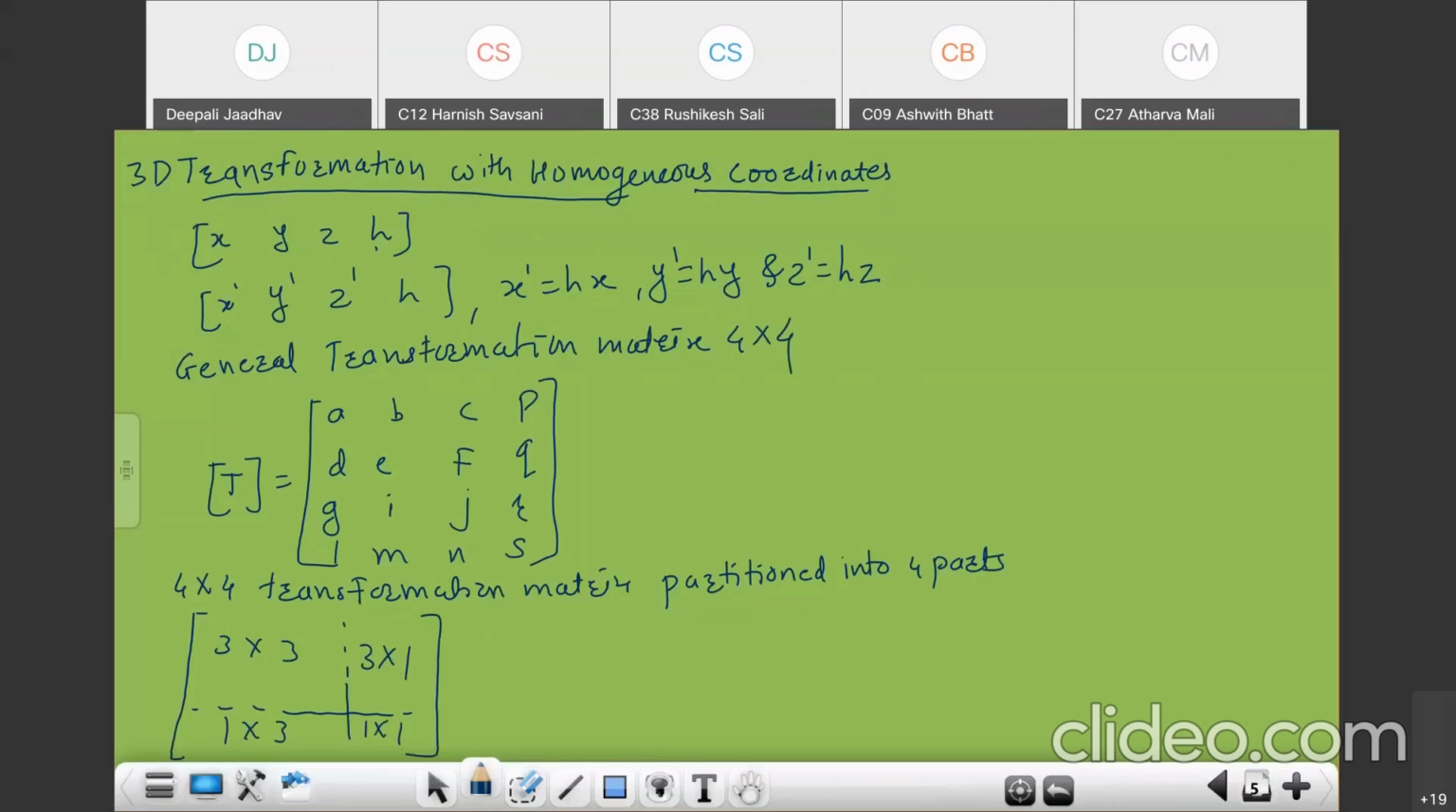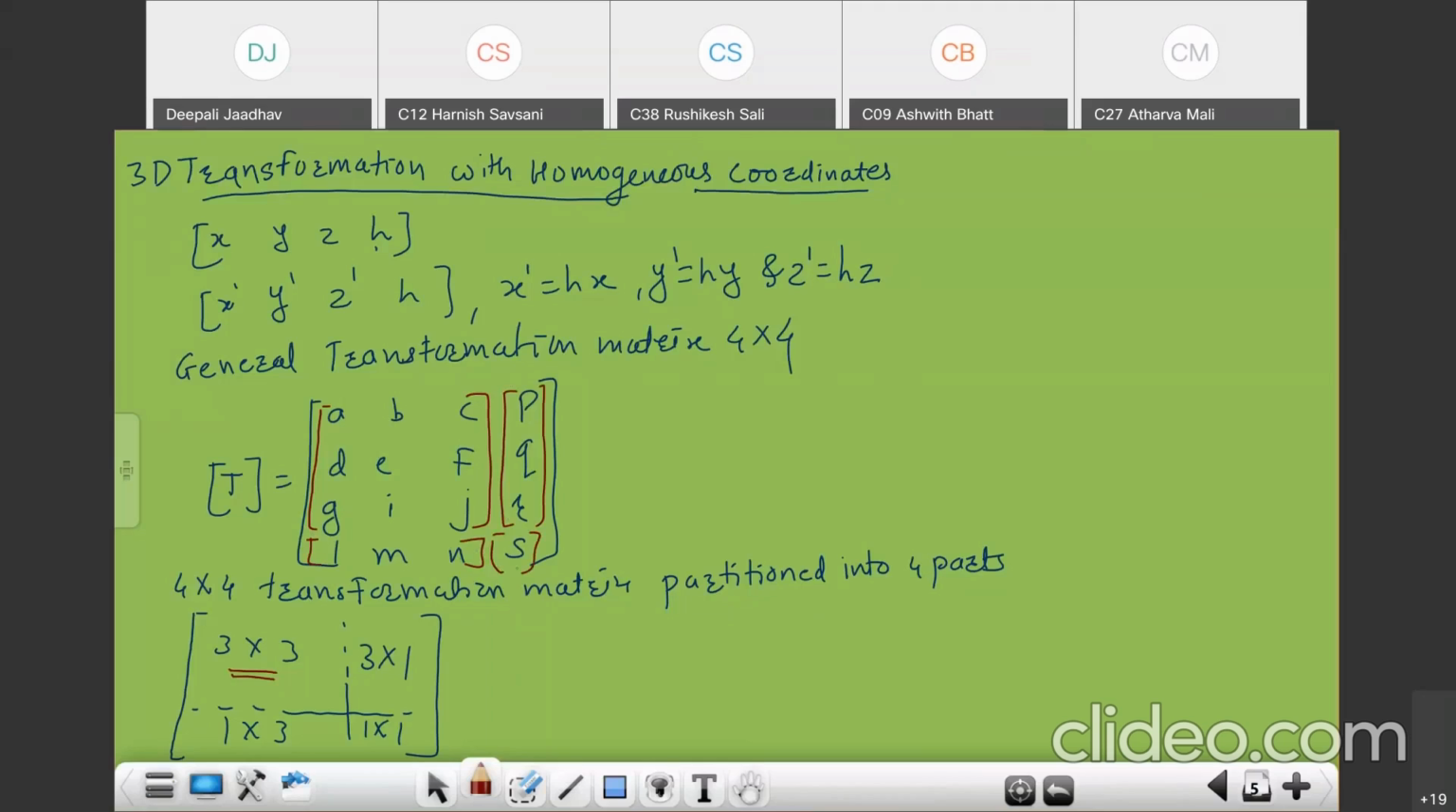So I am showing it here with this diagram. This is the upper left 3 by 3: A, B, C, D, E, F, G, I, J. Then this is the lower left 1 by 3, this is the upper right 3 by 1, P, Q, R, and this S is the lower right 1 by 1. So this 4 by 4 general matrix is partitioned into these 4 parts.